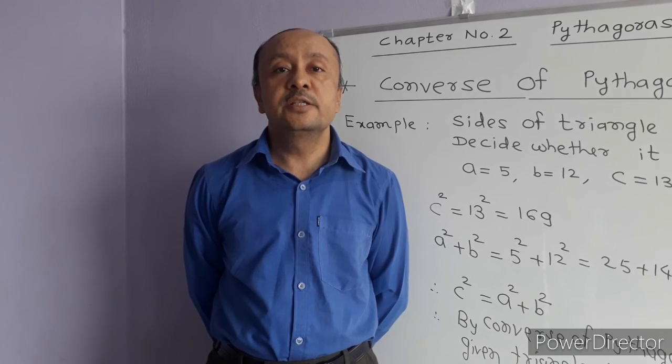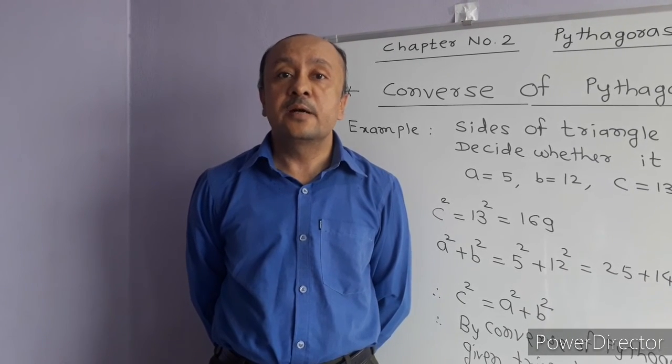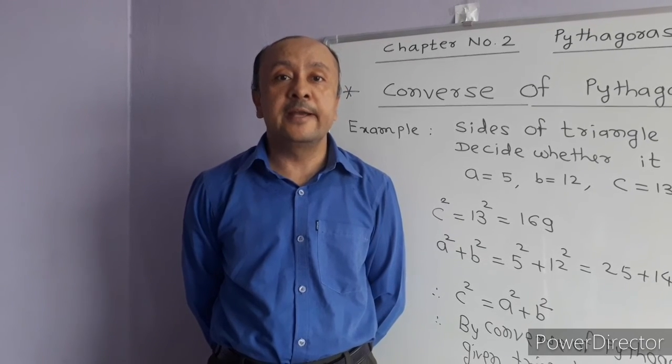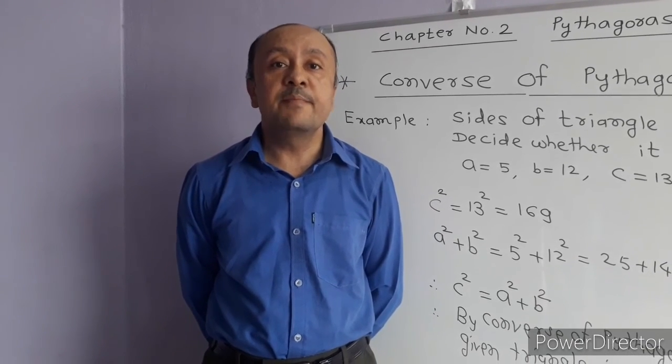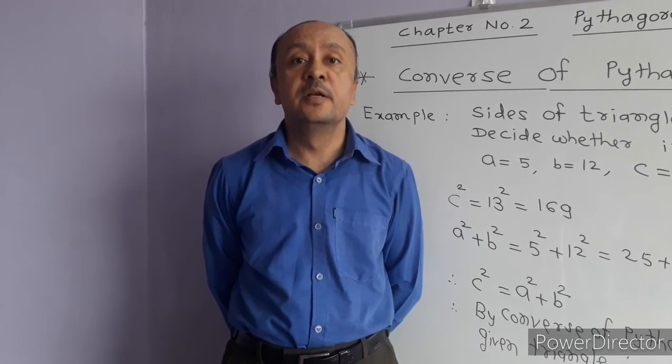So today students, we have learned what the Pythagoras statement is, what the Pythagoras theorem is, and how to write the Pythagoras theorem for a given right angle triangle. We have seen Pythagorean triplets, and we have seen the converse of Pythagoras theorem.